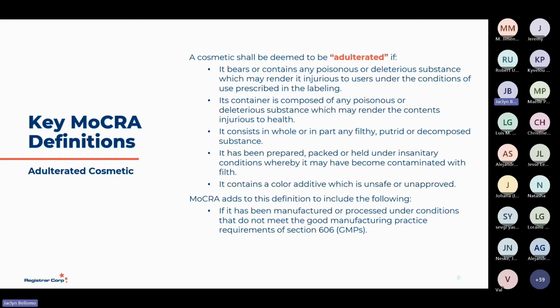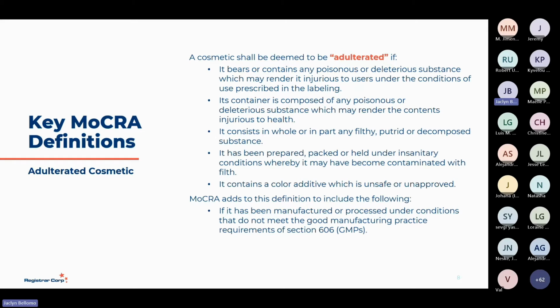MoCRA formalizes and enhances the definition of an adulterated cosmetic, which would be one that bears or contains any poisonous or deleterious substance, which may render it injurious to users under the conditions of use prescribed on the labeling. Its container is composed of any poisonous or deleterious substance, which may render the contents injurious to health. It consists in whole or in part of any filthy, putrid, or decomposed substance, or it has been prepared, packed, or held in insanitary conditions whereby it may have become contaminated with filth. It contains a color additive which is unsafe or unapproved.